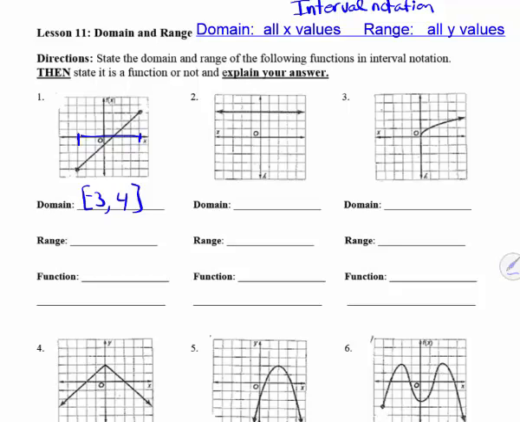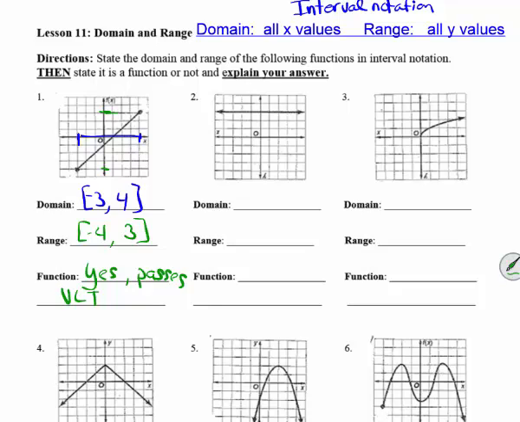Okay. For your range, you're going to look at your y value. So my highest y is right here. My lowest y is right here. So we always do lowest first, then highest. So that's negative 1, 2, 3, 4, and 1, 2, 3. All right, then I want to know, is it a function? Yes. How do I know? It passes the vertical line test.